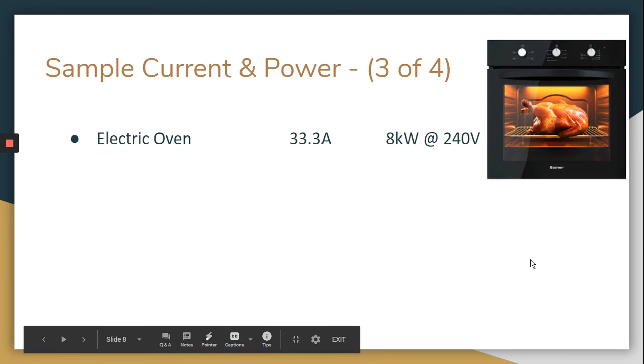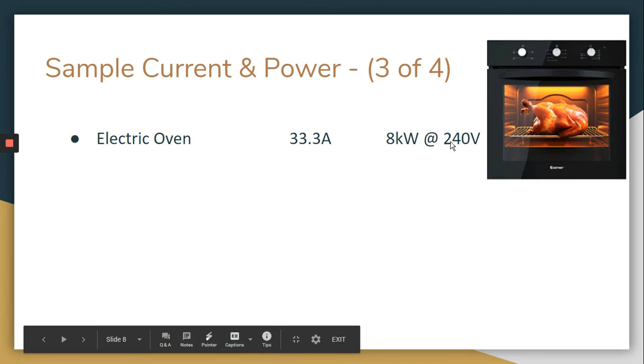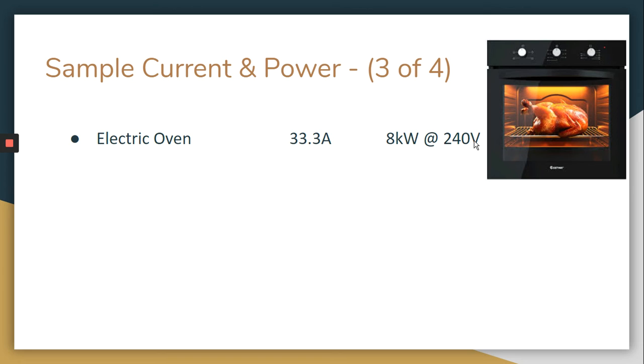Okay. Now, an electric oven. So if you have a propane oven, obviously it's different, but if you guys have an electric oven at home, they use a lot of current because they have to heat up a large amount of space and keep it hot. So these are actually usually run at 240 volts. Okay, so they actually have to have a double circuit breaker in the box.